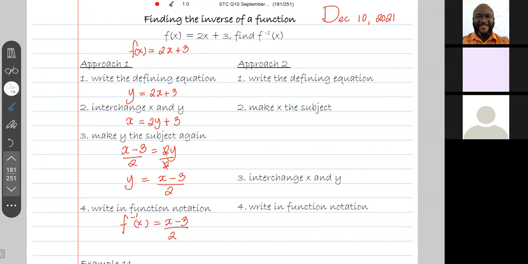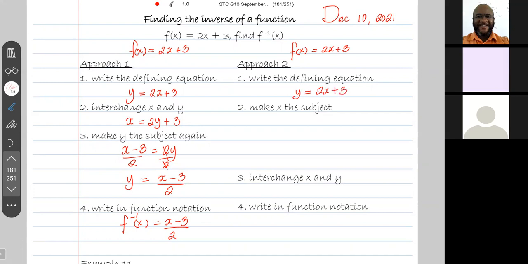Now, if we wanted to, we could do approach 2. So our starting point again, f of x is equal to 2x plus 3. Step 1 is the same for both approaches. Make y the subject. So I'm going to take out f of x and say y is equal to 2x plus 3.